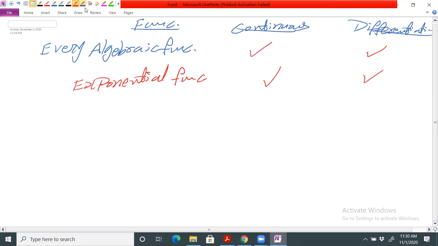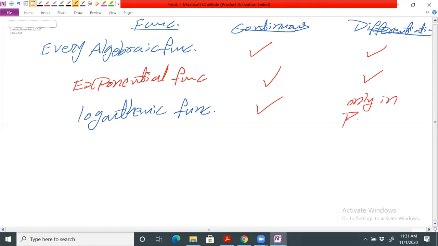Now I'm taking the logarithmic function. Every logarithmic function is continuous everywhere, but differentiable only in particular intervals. Okay, next one is the last one.